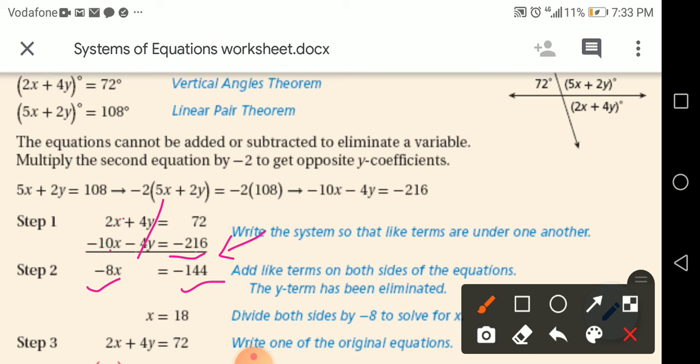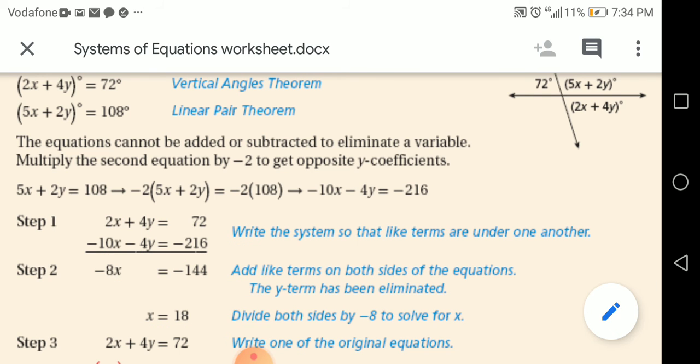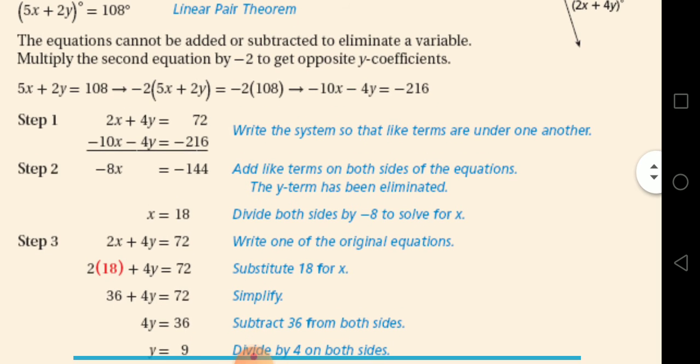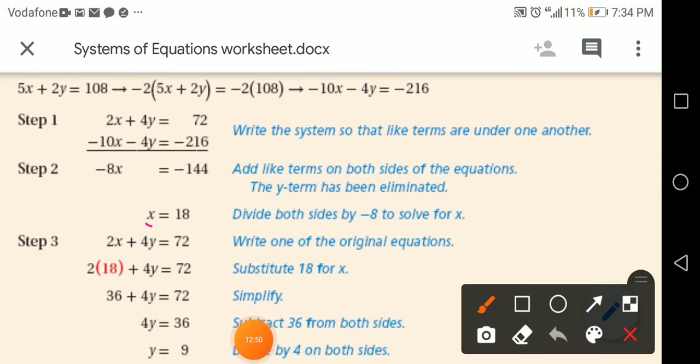Get rid of the coefficient of x. This is the coefficient of x, negative 8. I want to get rid of negative 8, so divide negative 8 by negative 8, so x equals 18. Then, don't forget, I write one of the original equations and substitute the value of x. Instead of x, I write 18. So 2 times 18 plus 4y, and solving for y gives you 9, guys.